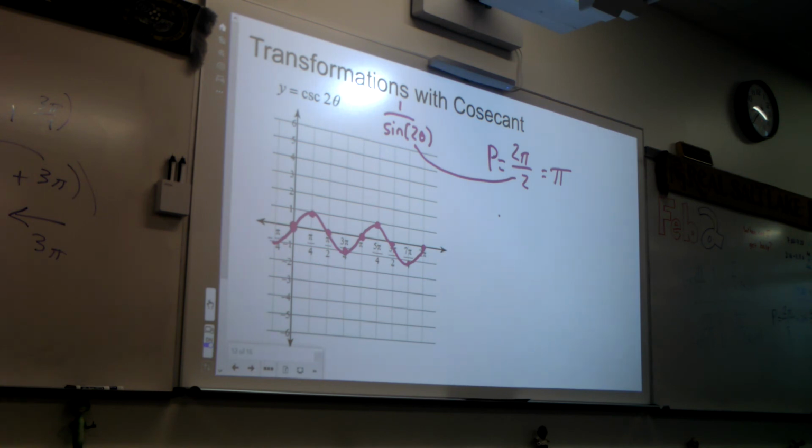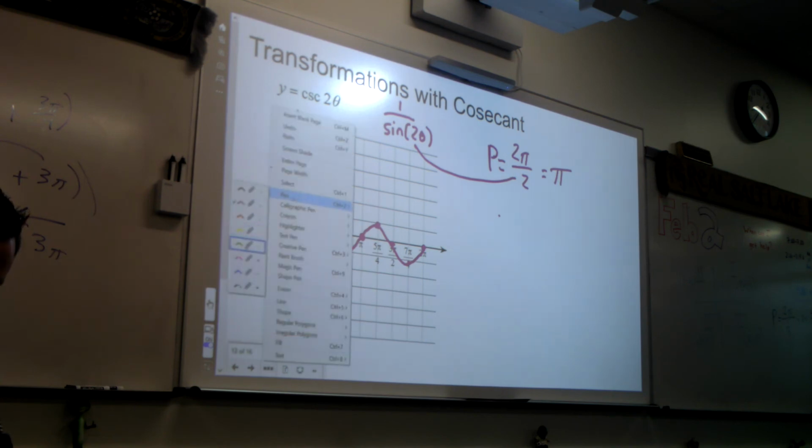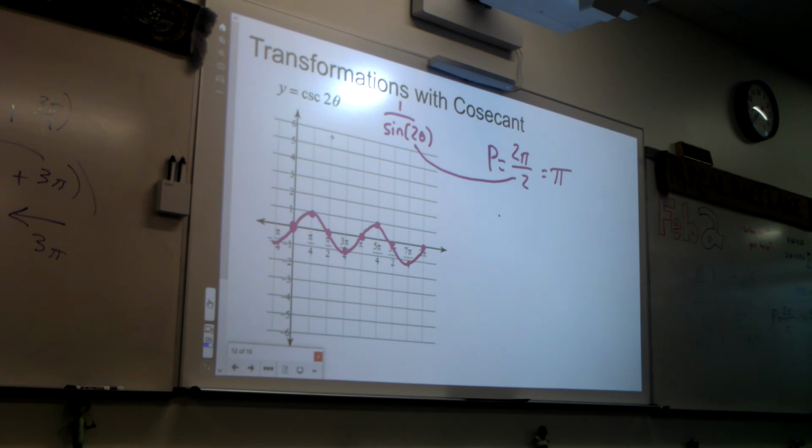Alright, now that we've set this up, everything from here should be good. What are we going to put at the x-intercepts? Asymptotes.